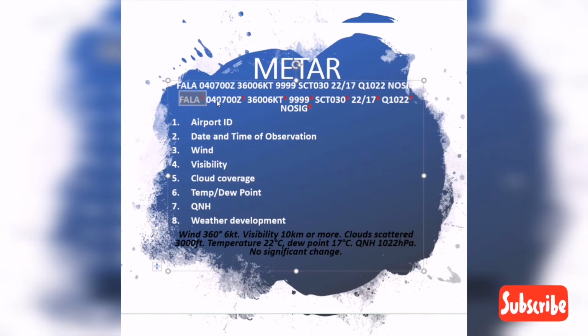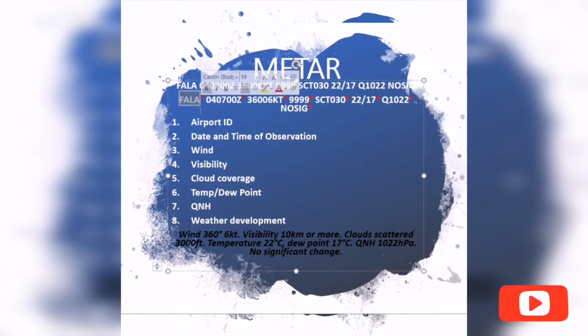Now the next division in box number 6 relates to temperature and dew point. So the temperature here is 22 degrees and the dew point is 17 degrees. And the next one relates to your QNH, which is QNH 1022, as read at that particular moment. That's what you will set in your altimeter before you actually take off. The next block is block number 8, which is written NOSIG. That means there is no significant weather change over the next 2 hours.